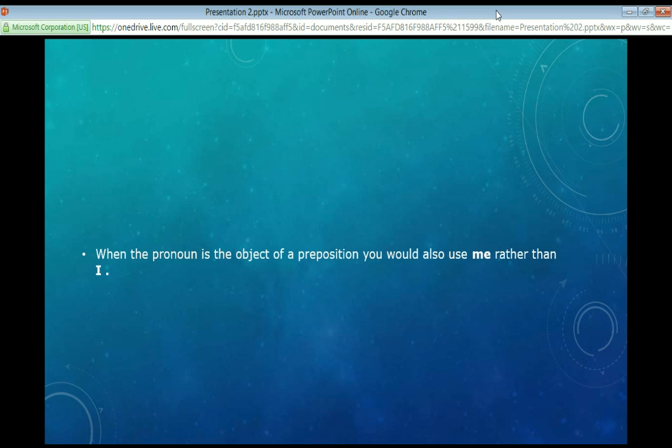Another quick thing I wanted to add was when the pronoun is the object of a preposition, you would also use "me" rather than "I." For example, "Carlos spent the day with Christopher and me." In this case, we use "me" together with "Christopher" because it forms the object of the preposition "with," so you need to use the pronoun "me" rather than the pronoun "I."